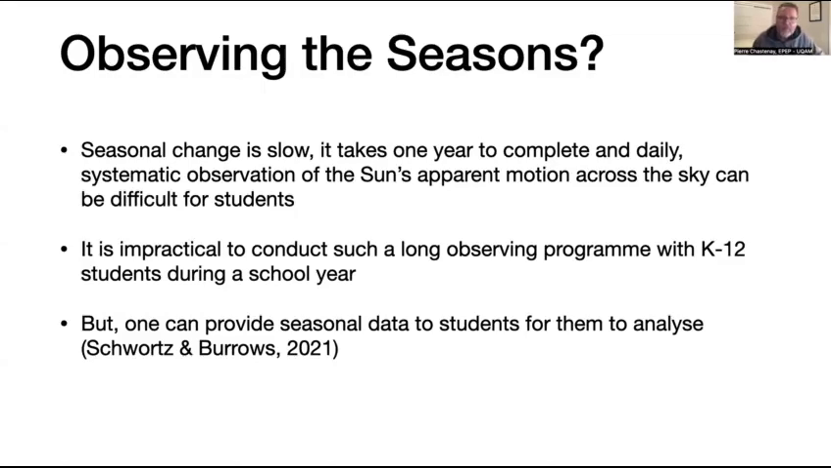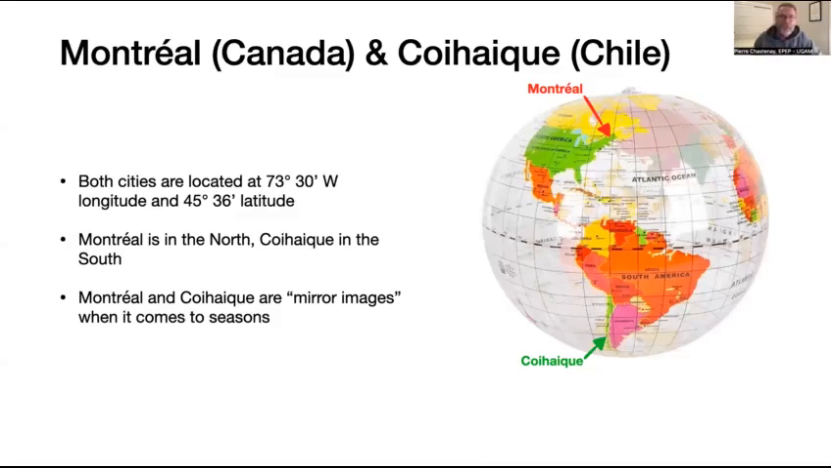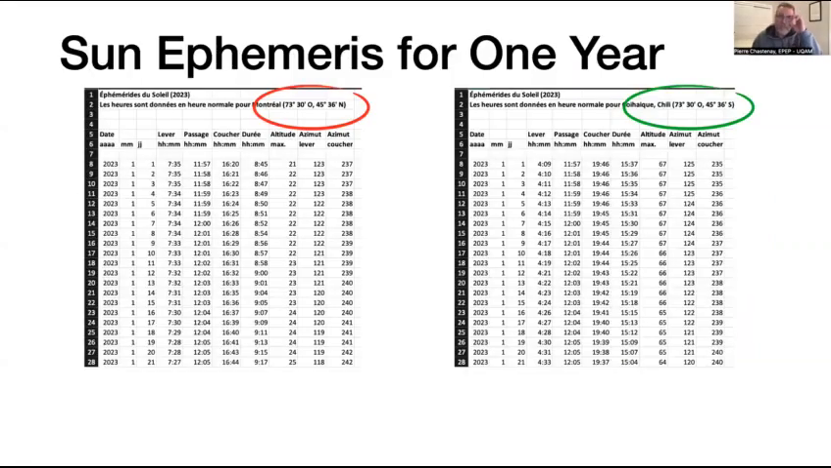What we did in this research is give students seasonal sun ephemeris data for two cities, Montreal in Canada and Coyhaique in Chile. Both cities are located at the same longitude and the same latitude, but in different hemispheres. And so in terms of seasons, Montreal and Coyhaique are mirror images of one another. So this is the kind of data that we gave our students. So they're basically sun ephemeris with sunrise times, sunset times, azimuth of sunrise and sunset, the height of the sun in the middle of the day, the length of the day, etc.